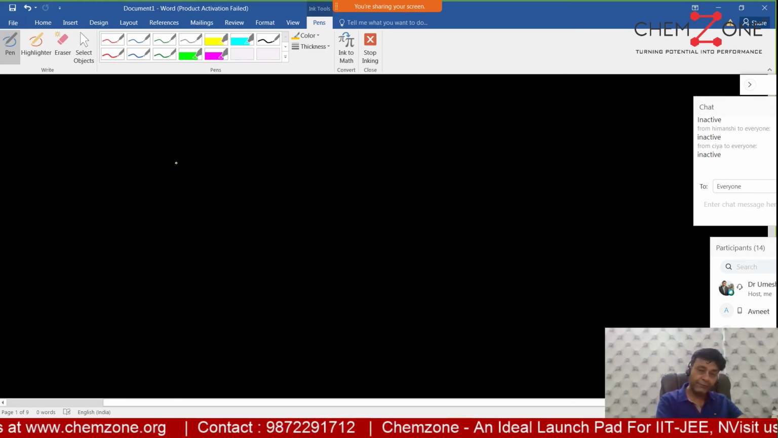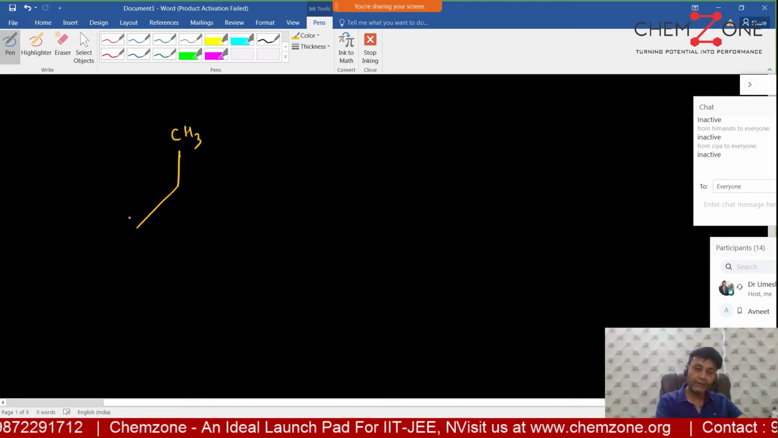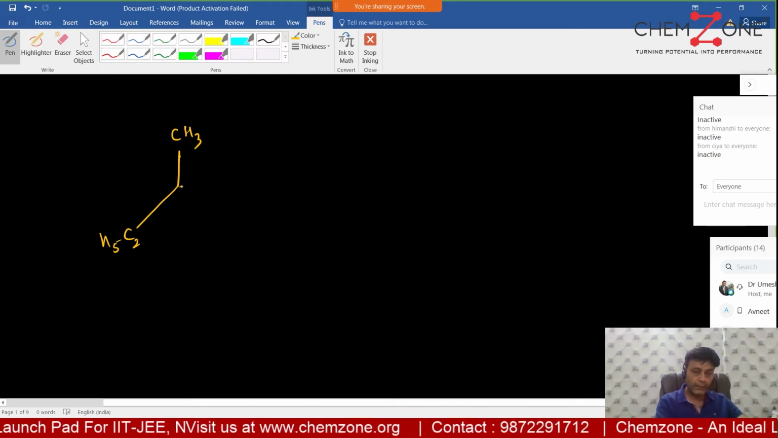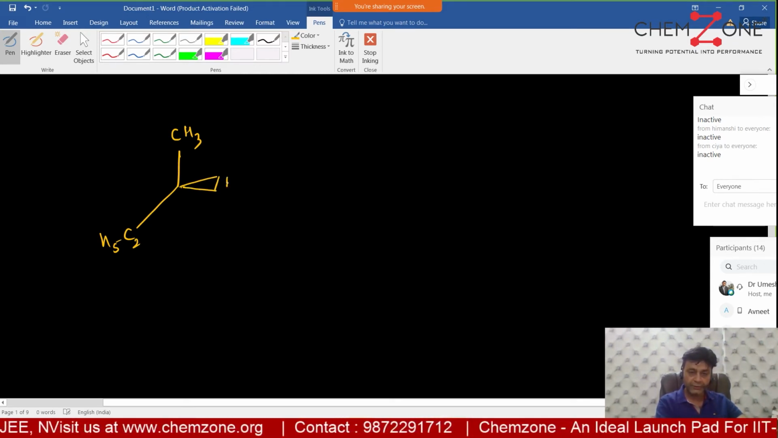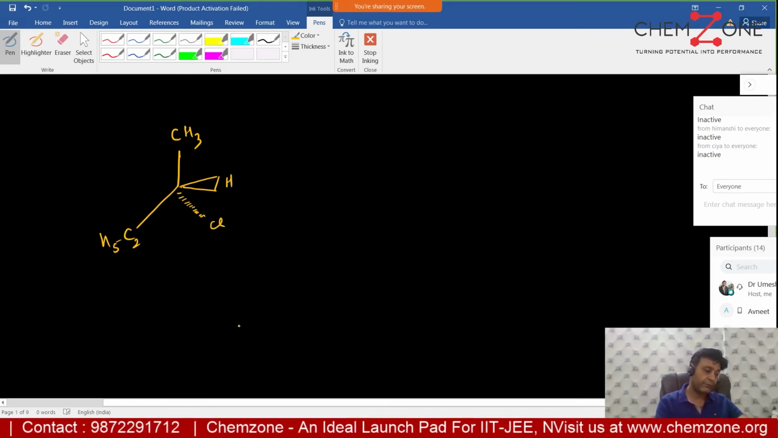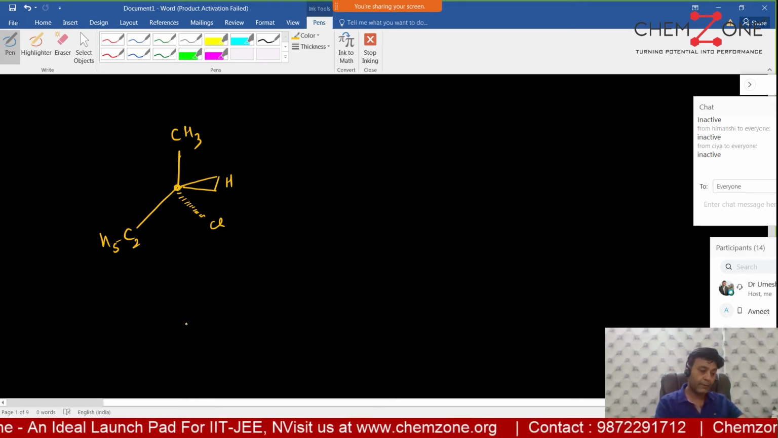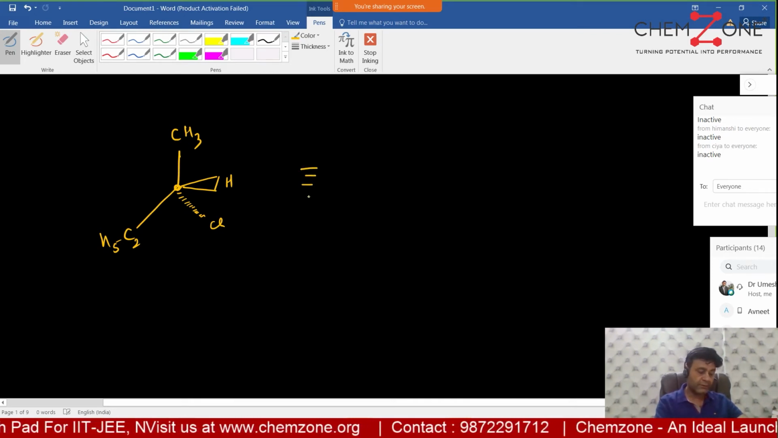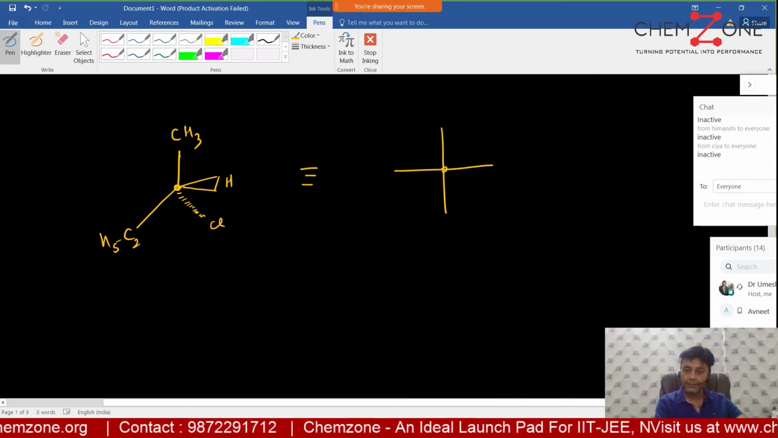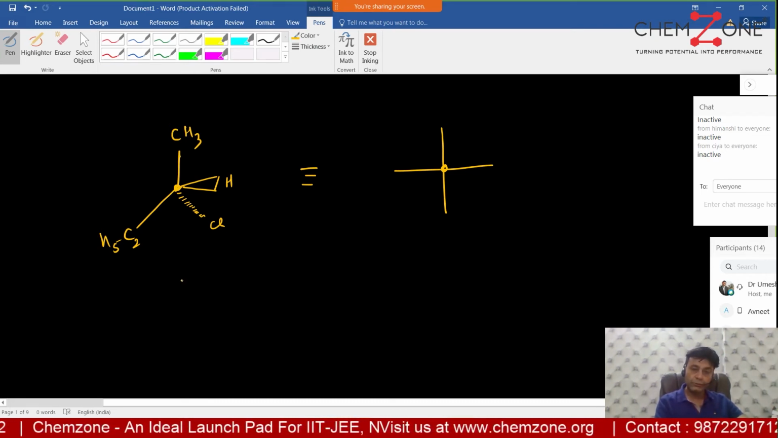For example, if I say I have a 3D representation, it's a methyl here, ethyl here, and here is the hydrogen that is towards the observer, and the chlorine is away from the observer. This is the carbon atom. How to convert it into the 2D representation? So this is the chiral carbon atom here.